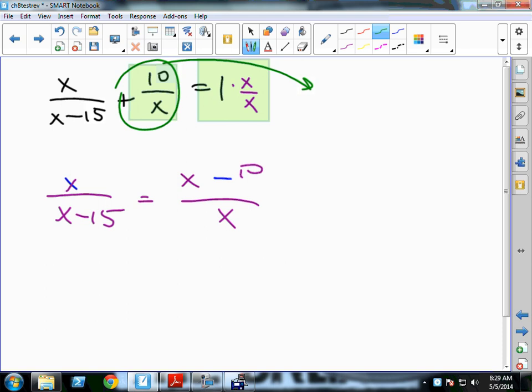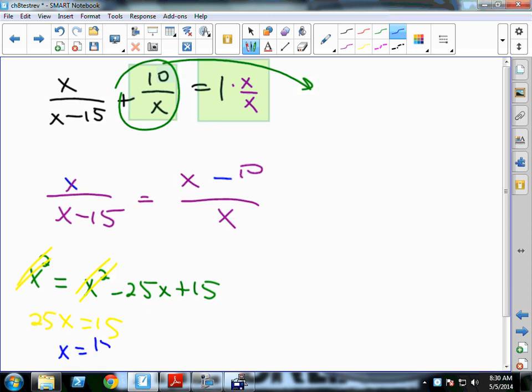So cross multiplying gives us x squared equals x squared minus 25x plus 150. And the x squareds cancel. So 25x equals 15. And so x equals 15 over 25. Those are both divisible by 5. That's going to be 3/5.